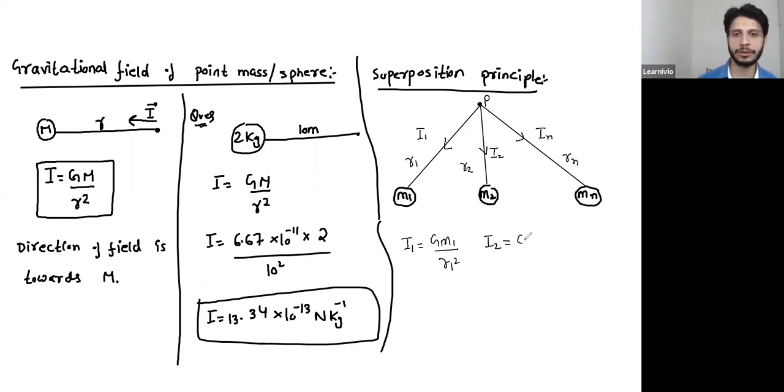Similarly, your I2 is Gm2 over R2 square. Similarly, your In is Gmn over Rn square. For the net field at P, you can simply add them up vectorially. So the net field at P is just the vector sum of I1, I2 and In.